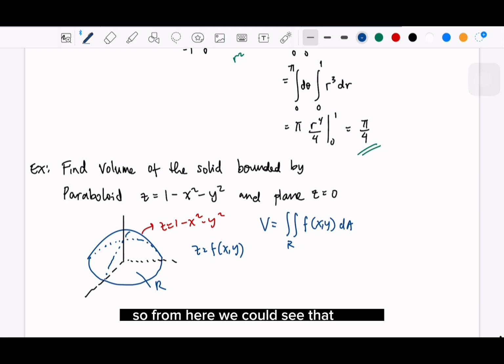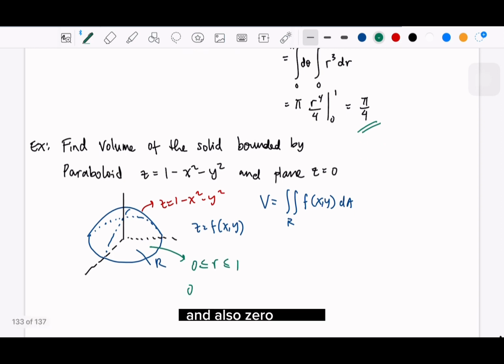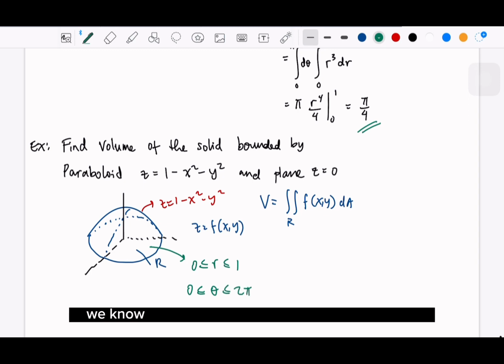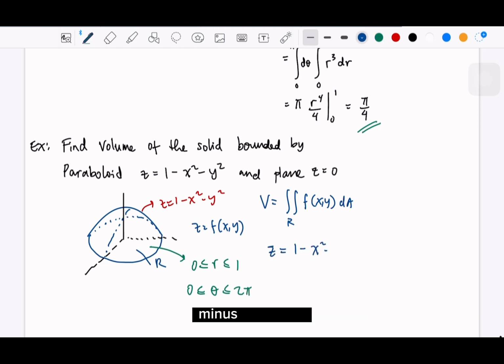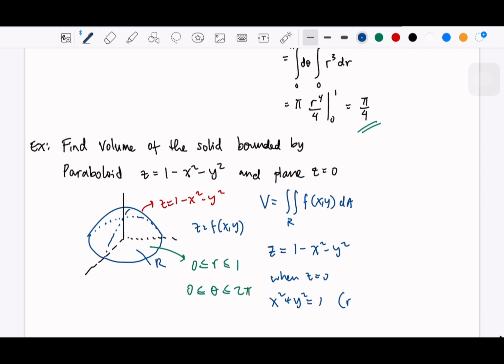So from here we could see r from 0 to 1, and also theta from 0 to 2 pi. How do we know this? We know this from the trace of the paraboloid itself. So z equals 1 minus x squared minus y squared. When z equals 0, the intersection becomes x squared plus y squared equals 1, which is a circle with radius 1.